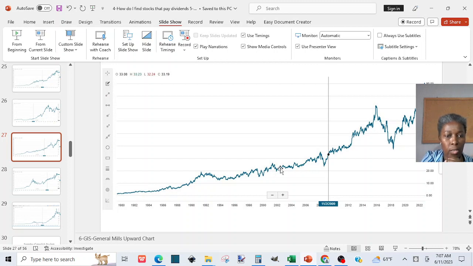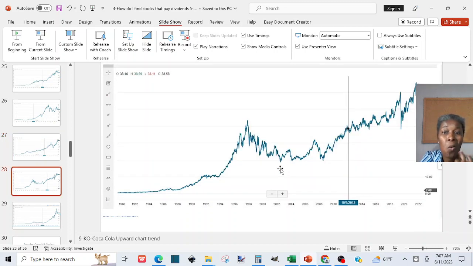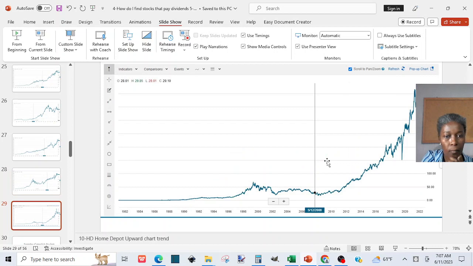So this one is General Mills. The next one is Coke, and I say growth, upward growth as well. But you can see, I will say upward growth in relation to the beginning and the end. I will say upward growth. And the next one is Home Depot. We have it at the beginning.